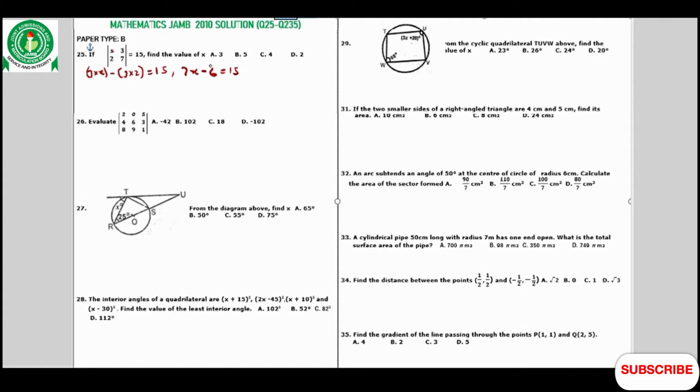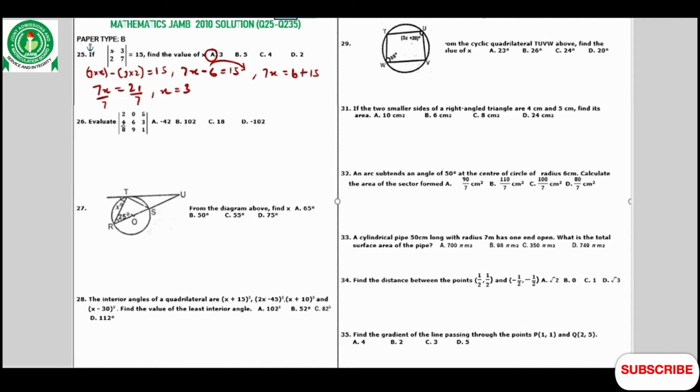By rearranging, or collecting like terms, we are going to have 7x equal to 6 plus 15, because that 6 will become plus here. So 7x equal to 6 plus 15. We have 7x equal to 21. Dividing by 7, x is equal to 3. That's option A.